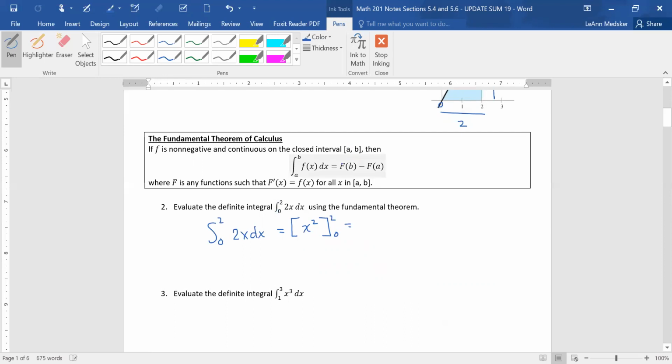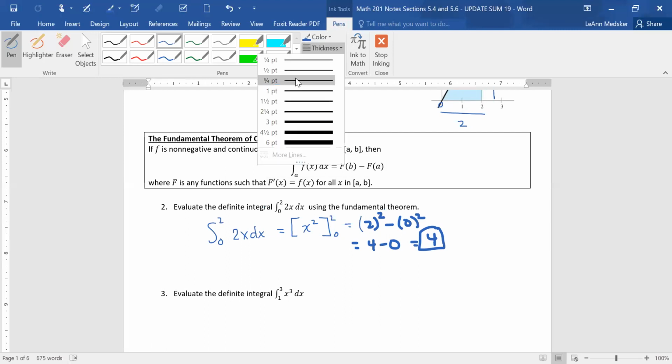Now, remember how this works. You do the upper limit first. So this is 2 squared, because that's the upper limit, minus the lower limit, so that'd be 0 squared. So this is 4 minus 0, which is 4, which is the same area we just got up above. But we didn't have to draw any triangle out. We didn't have to know how to do the geometry. We just used the fundamental theorem of calculus.